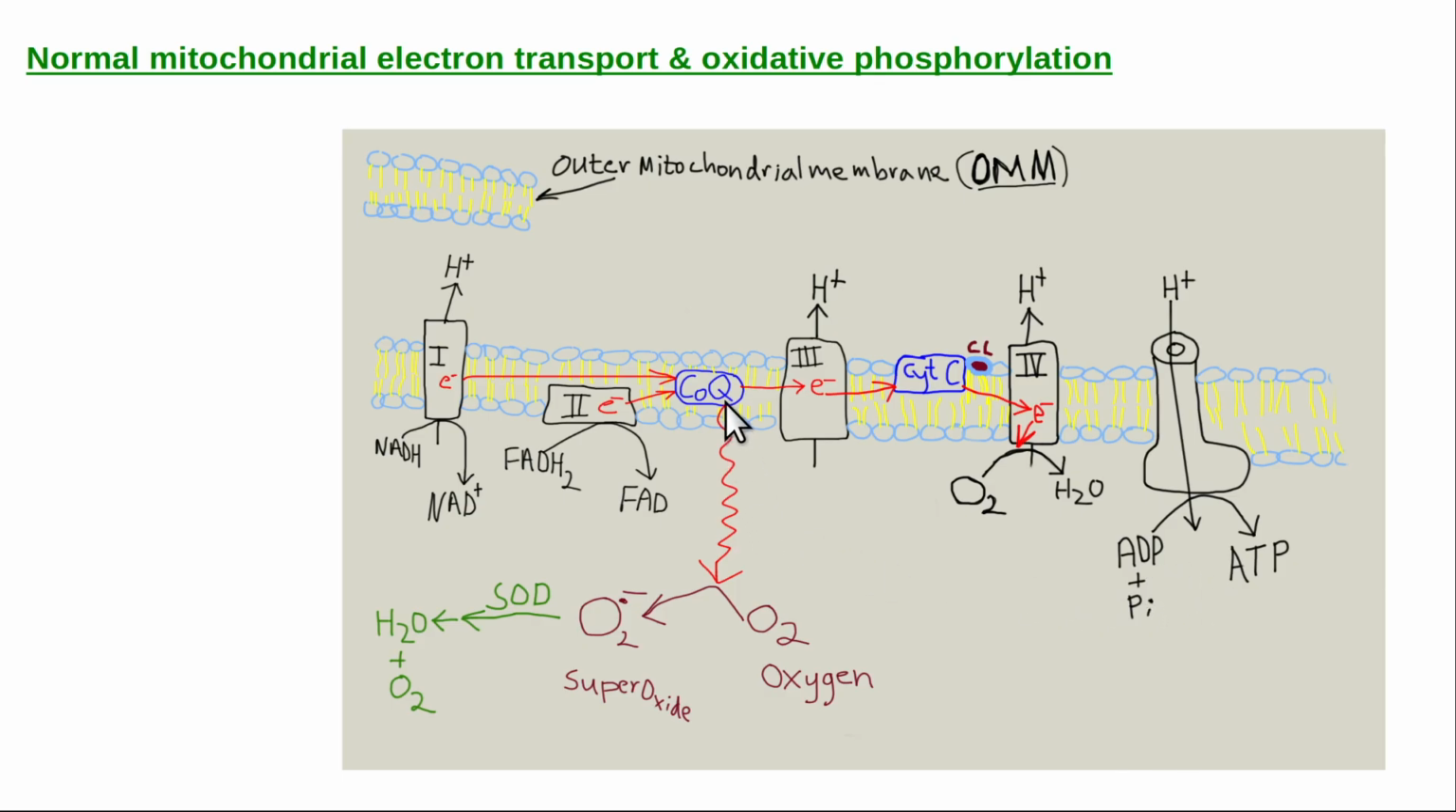Occasionally, you'll get some leakage of electrons. They'll bounce off a coenzyme Q, and they'll bind to an oxygen in the mitochondrial matrix. That always happens in small amounts, and the mitochondria can handle that quite well. They've got an enzyme called superoxide dismutase, which helps to neutralize this superoxide free radical. However, if it becomes excessive, then it can become a problem.